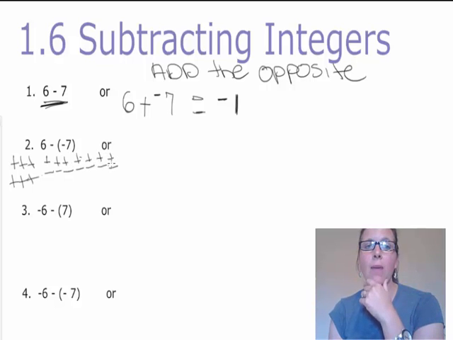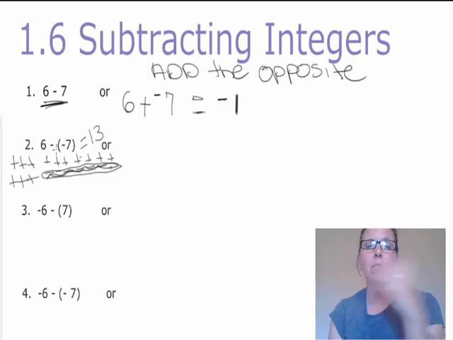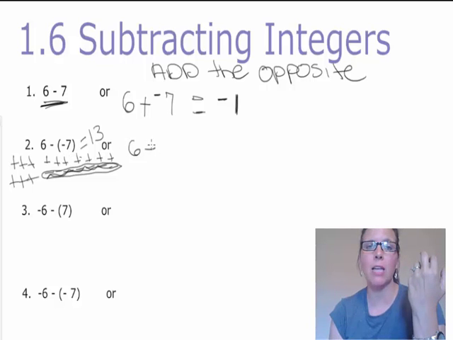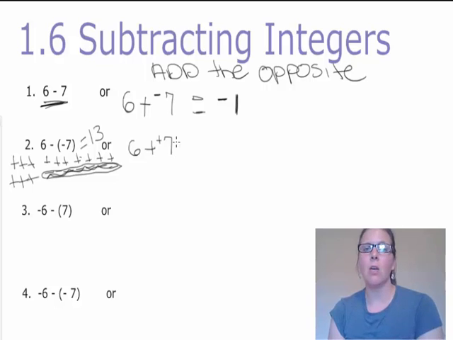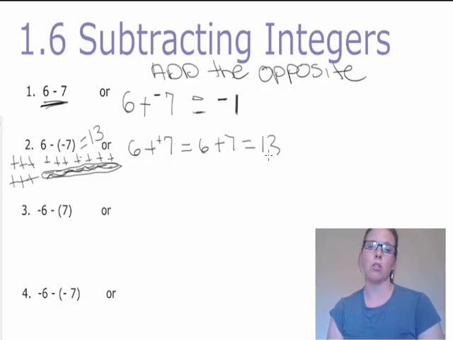Now we have 7 negatives to take away. Take those away. And what are you left with? You're left with all these positives. When you add them all up, you should get 13. And it's positive because 6 take away negative 7 turns into addition. If you add the opposite, it's really plus a positive 7, which is the same as just 6 plus 7, which we all know is 13.